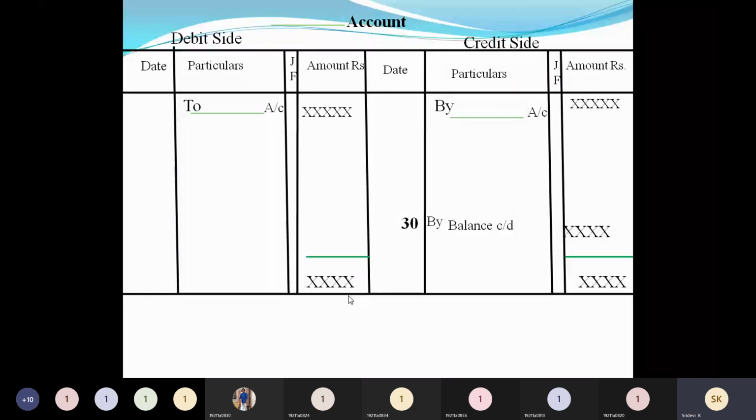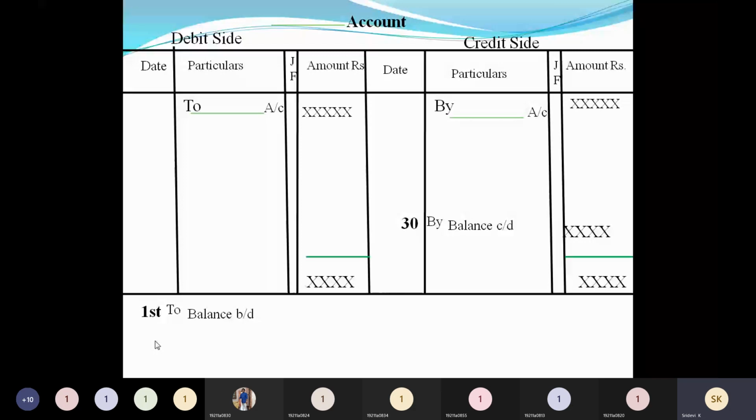Balance amount only you are going to show here. Difference amount, balance is difference here, difference between the total of credit side and debit side. Okay, so this amount you are going to forward to the opposite side, that is debit side of first of next month, and you are going to write it as to balance brought down. Okay, so always outside the total you are going to write as brought down.